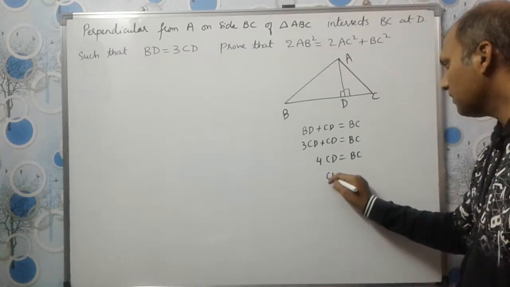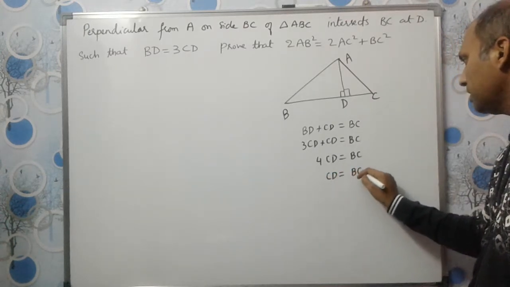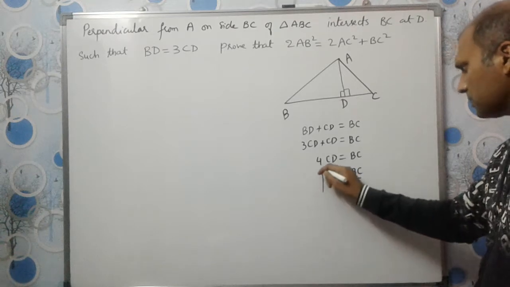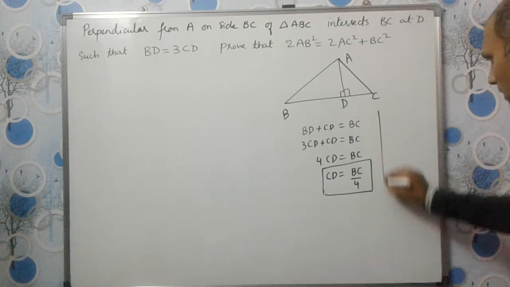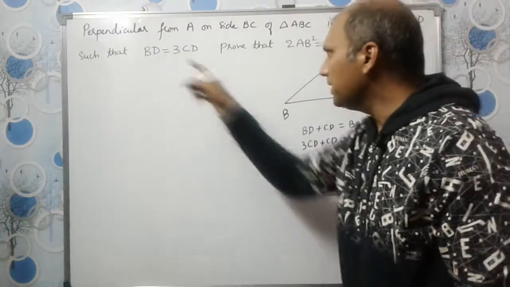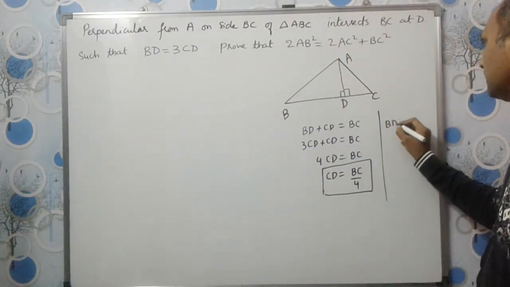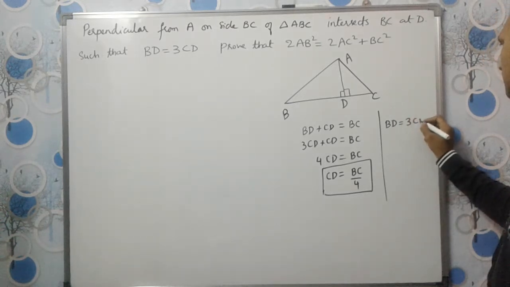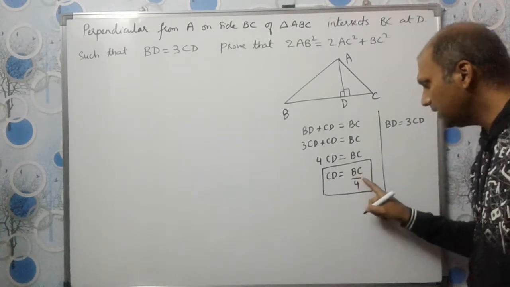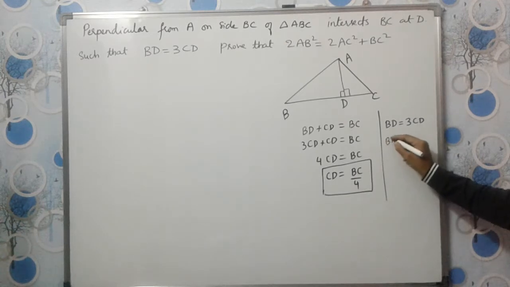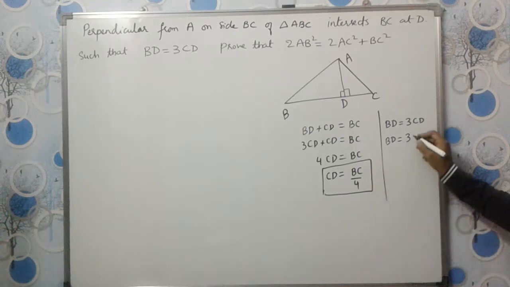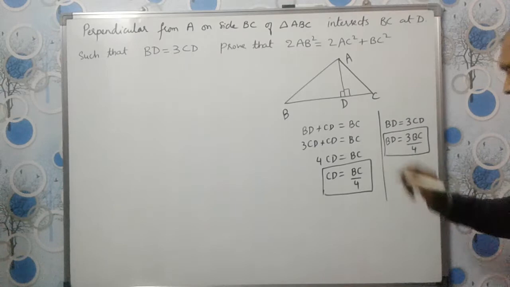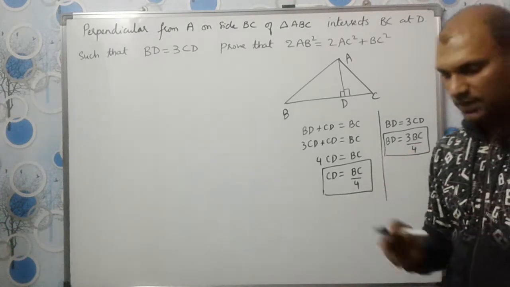Now what is the value of CD? CD will be equal to BC divided by 4. We'll come back to this result after some time. Now see, BD is equal to how much, given? BD is equal to 3 times CD. Let us substitute the value of CD here. CD is again BC divided by 4. So BD is 3 times BC divided by 4. We'll come back to this result also after some time.